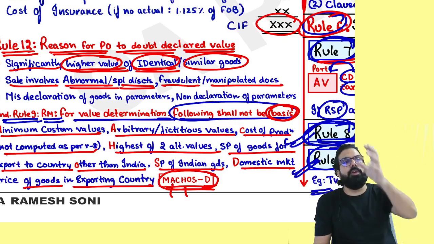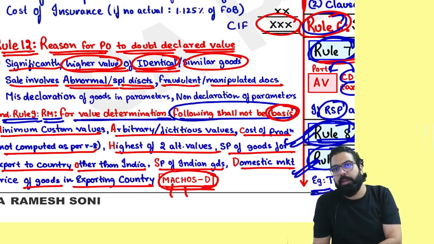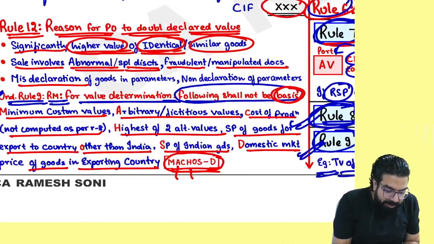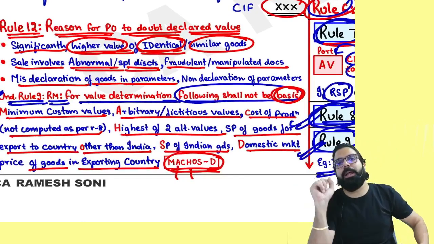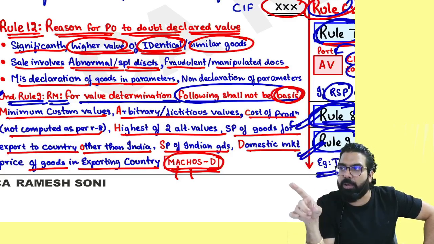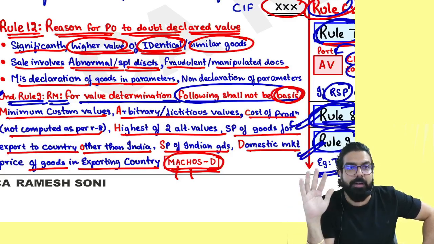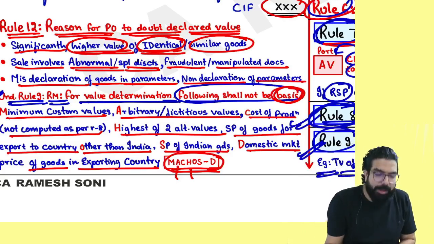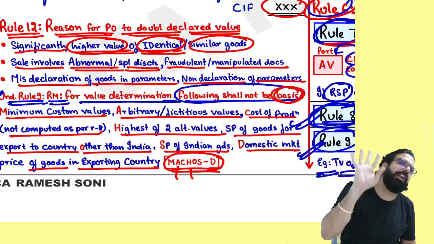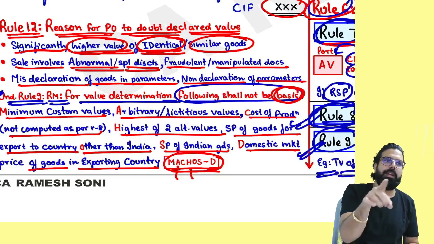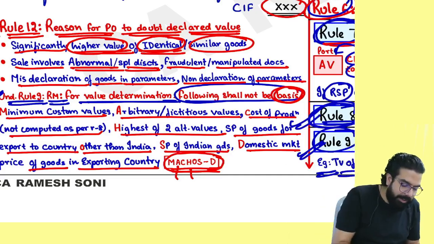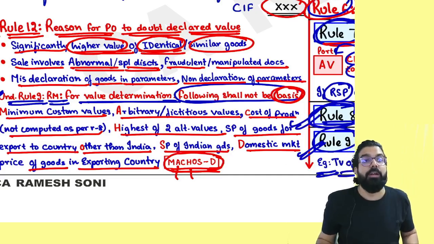Fraudulent or manipulated document. The documents which you gave along with the bill of entry, he found those documents are fraud. He will reject the value. Misdeclaration of goods in the parameter. In the parameter they asked whether the wires which you imported are copper or aluminum. You misdeclared. It was aluminum, you declared as copper. He will reject the value. Non-declaration of parameter. They are asking whether the wires which you imported are copper ka wire or aluminum. You did not declare anything. He will tell that you have not declared it. So I will reject the value and I'll apply valuation rules. These are the reasons why the officer can go ahead and reject the value.